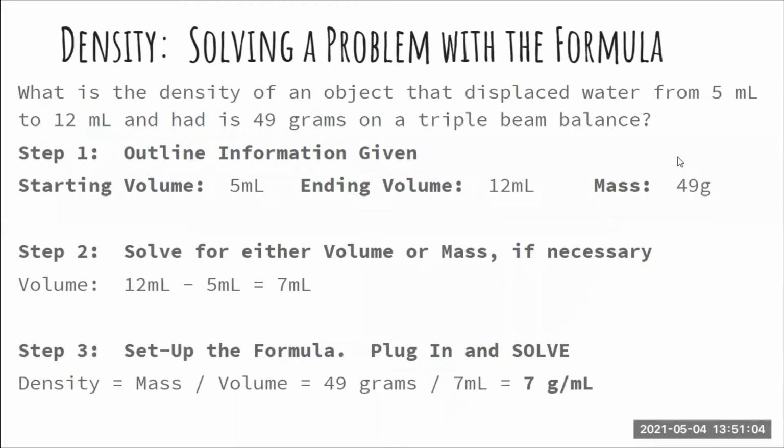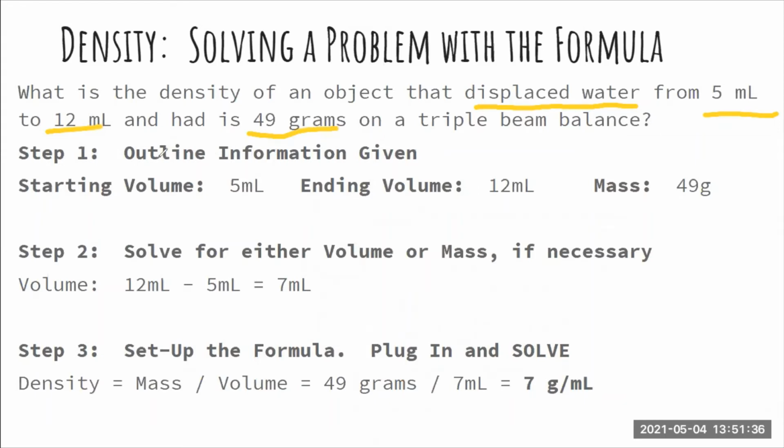Okay, let's solve a problem using density. The first thing you have to do is read the problem. What is the density of an object that displaced water? When you read that, you know you're not going to be using length times mass times width. You're going to be using the displacement method, from 5 milliliters to 12 milliliters, and it is 49 grams on a triple beam balance. Remember, a triple beam balance is a measurement tool that gives you mass or weight.